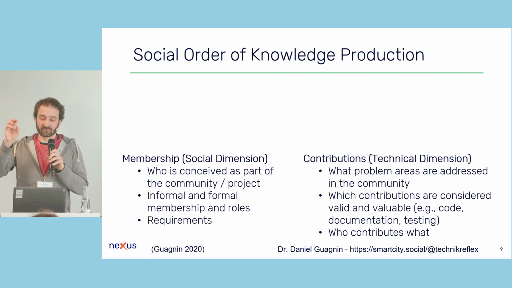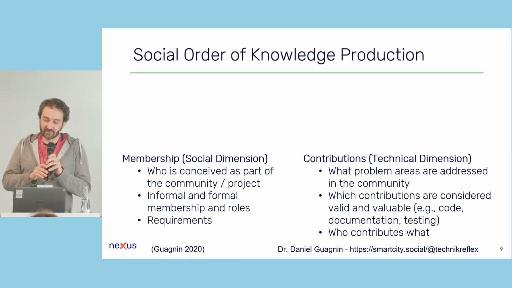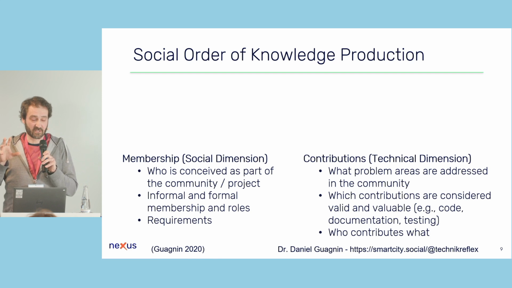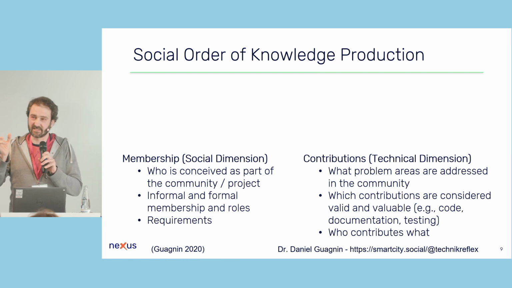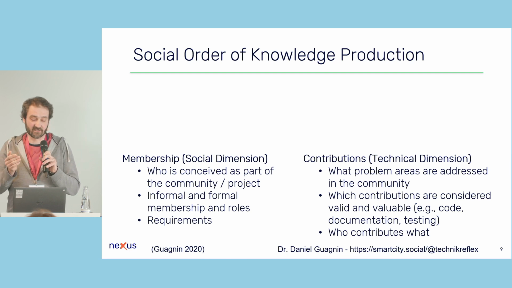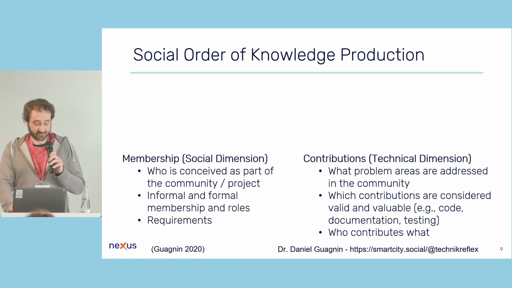So when we go into the sociology of science and technology, we can say that social order informs knowledge production, and science and technology are often taken together because technology is based on scientific insights. Especially open source software is also a kind of knowledge.